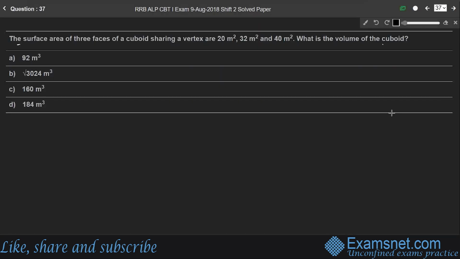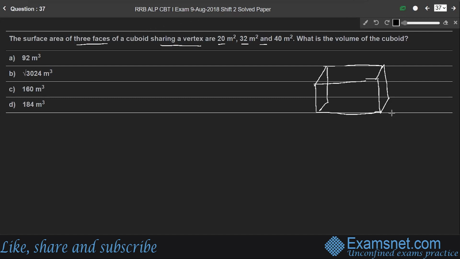Question 37. The surface areas of 3 faces of a cuboid sharing a vertex are 20 meters square, 32 meters square, and 40 meters square. What is the volume of the cuboid? So we'll consider a cuboid, students. Here, the surface areas of 3 faces of a cuboid are different, therefore its dimensions are different. So in the case of a cuboid, length, breadth, and height are different since the surface areas are different.